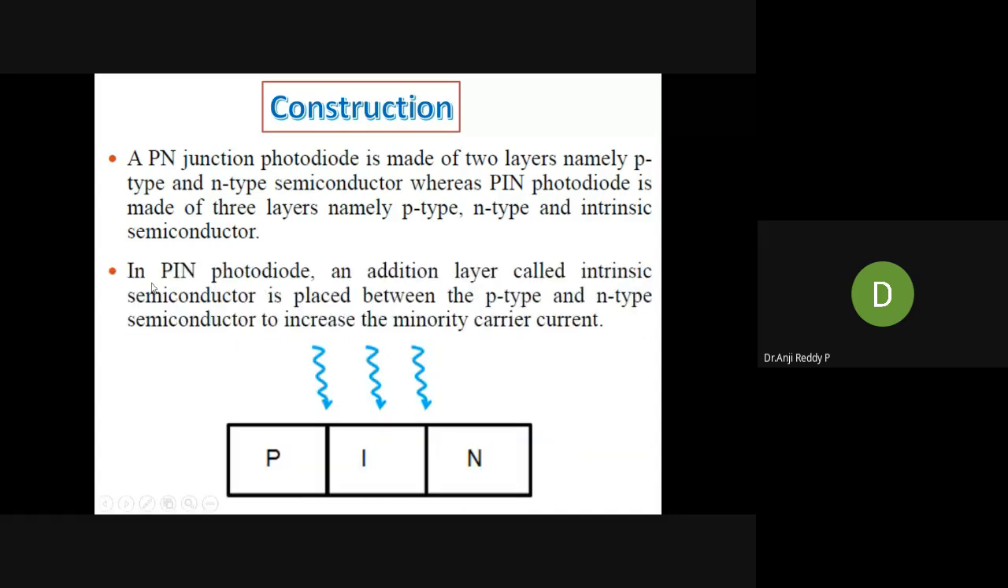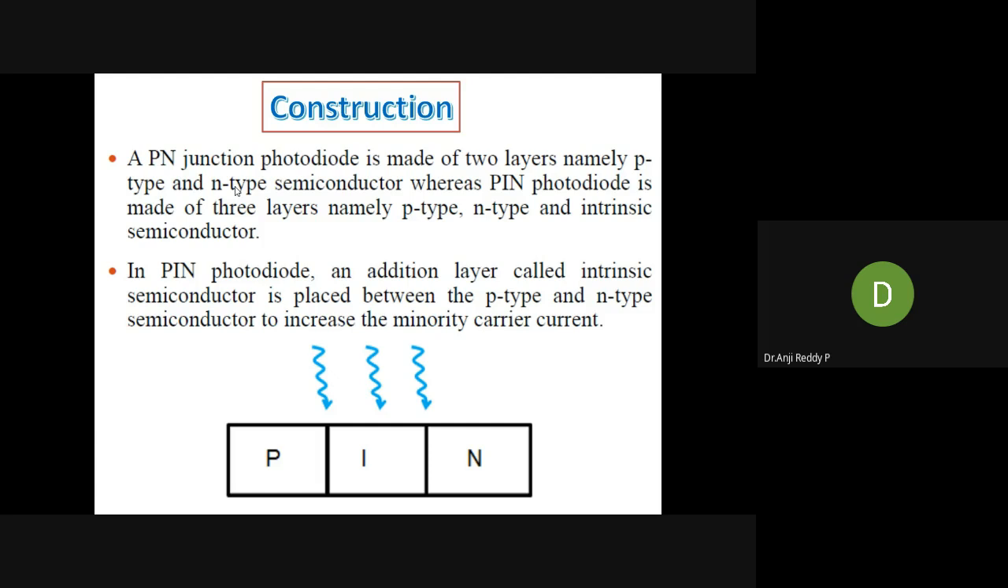We will observe. In pin photodiode, an additional layer called intrinsic semiconductor is placed between the P-type and N-type semiconductor to increase the minority carrier current. Remember, to increase the minority carrier current. In case of PN junction photodiode, the minority carrier current is very, very small, almost neglected. In PN junction diode, you studied forward bias and reverse bias. In that, what is the minority current? That is almost neglected. Even in forward bias or reverse bias, we have considered only majority charge current. In reverse bias, there is no current in PN junction diode.